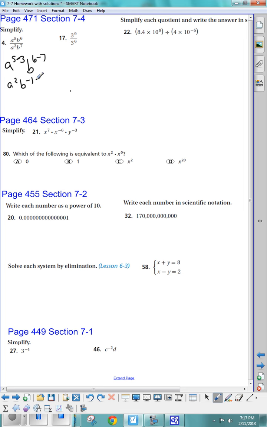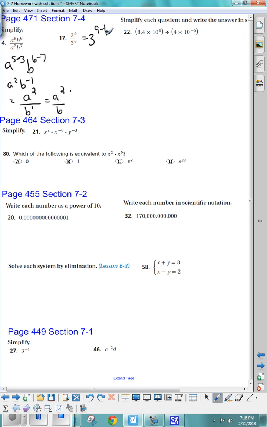But anytime you have a negative exponent, you flip it to the bottom. So a squared stays where it is because it was a positive 2. But the b to the negative 1st goes down to the bottom as a b to the positive 1st. And probably the answer key in the back of the book would say that's a squared over just b. So you don't have to write the 1. Either way is acceptable.